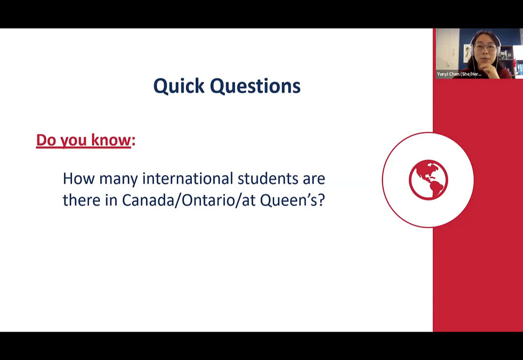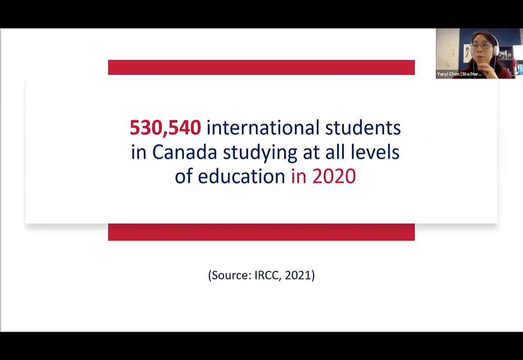Let me quickly share some statistics. So here, based on the Immigration, Refugees, and Citizenship Canada report, there were over 500,000 international students in Canada studying at all levels of education in the year of 2020. And this number actually dropped from over 330,000 in 2019. So we had more in 2019 and number dropped. Okay, so this is about how many we have in Canada in general.